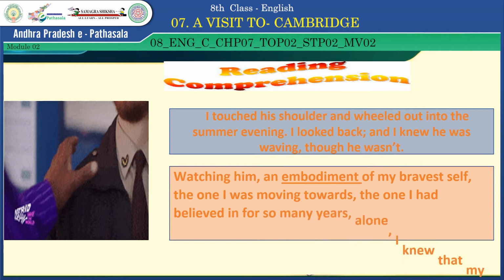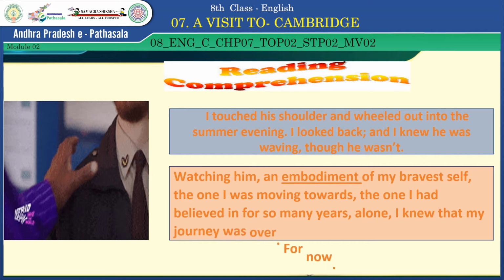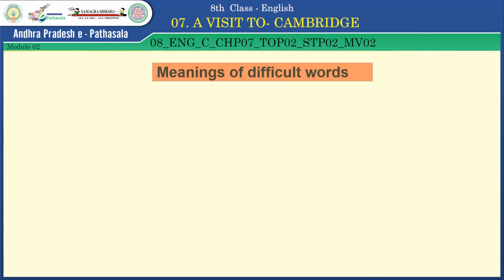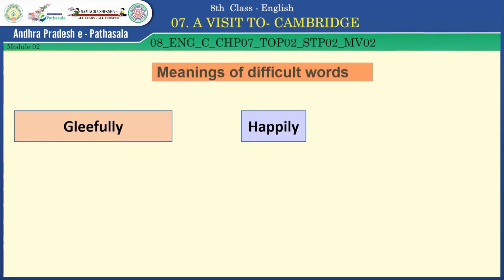Children, our writer felt so happy that his journey was so successful and purposeful. He felt his journey was over since he had completed his book of travels. Now we'll see the meaning of difficult words from the text given. Gleefully: happily. Grinning: smiling widely.